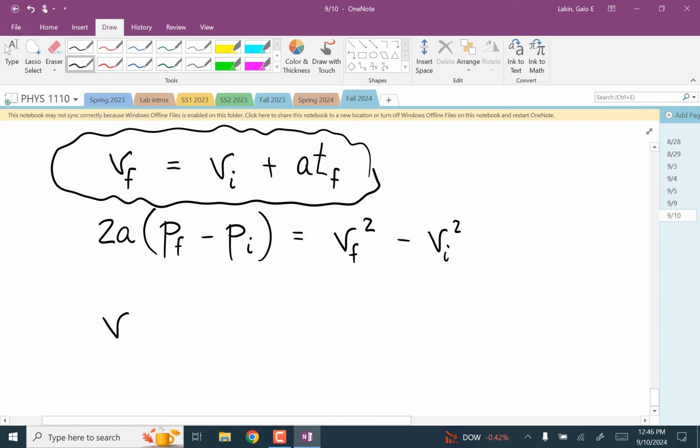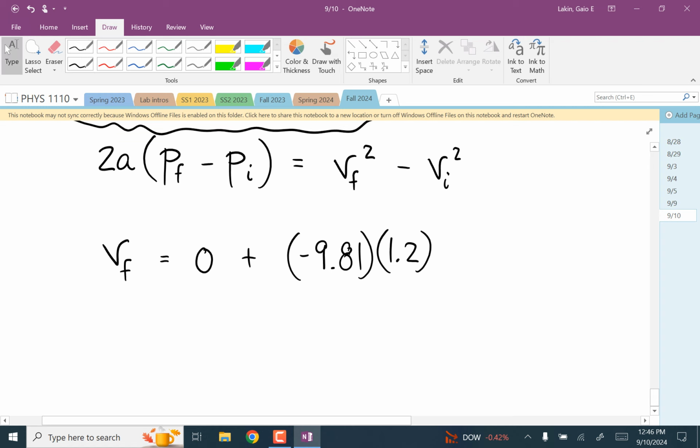Okay, so V final is equal to 0 plus negative 9.81 times 1.2. And so V final is equal to negative 11.77 meters per second, which is somewhere around 25 miles an hour. It'll be going about 25 miles an hour when it hits the water.